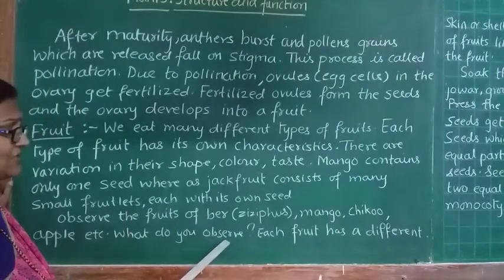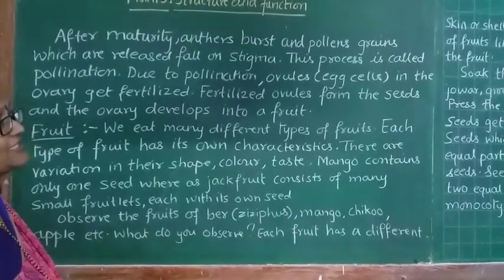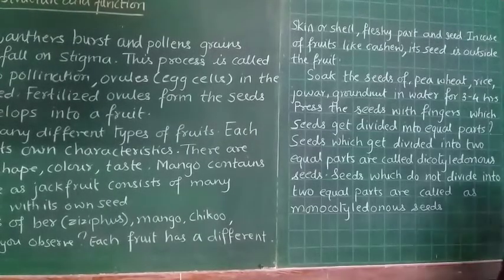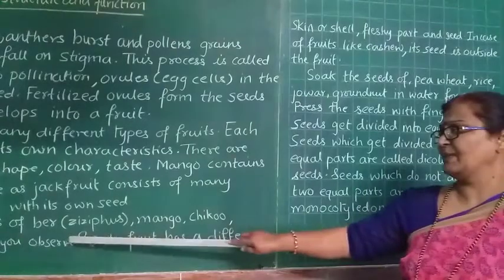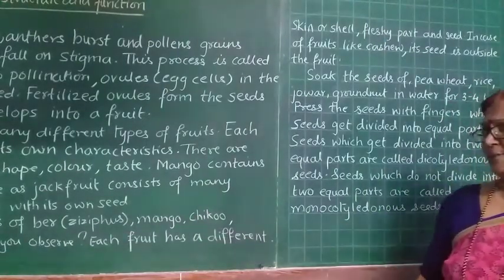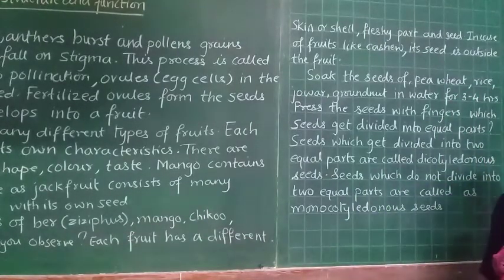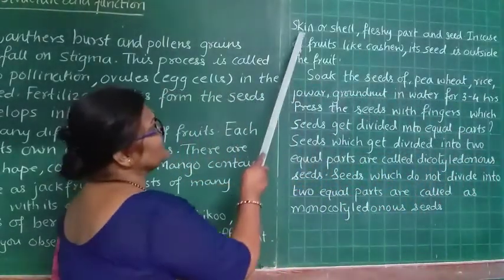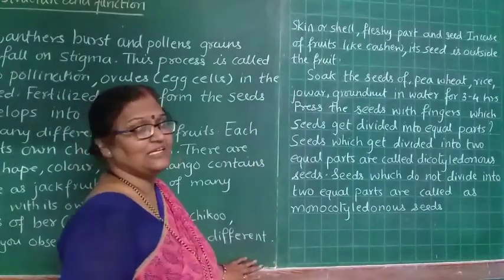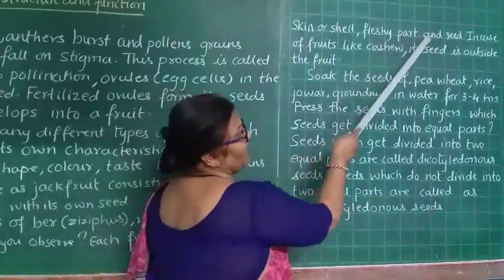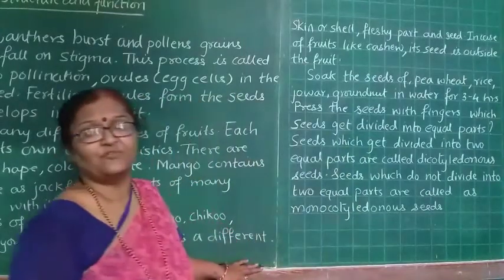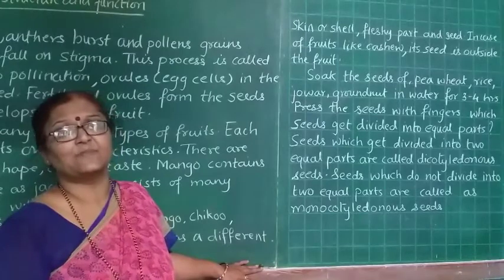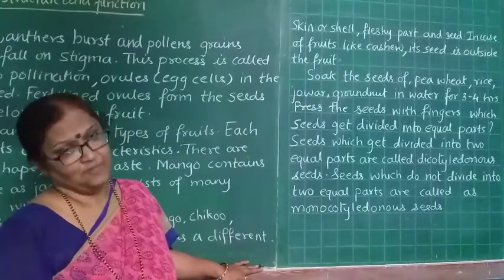Observe the fruits of ber, which is called ziziphus, mango, chiku, apple. What do you observe? Each fruit has a different skin or shell, it has a fleshy part and seeds. Each and every fruit has a fleshy part and seeds. The seeds may be one or may be many.